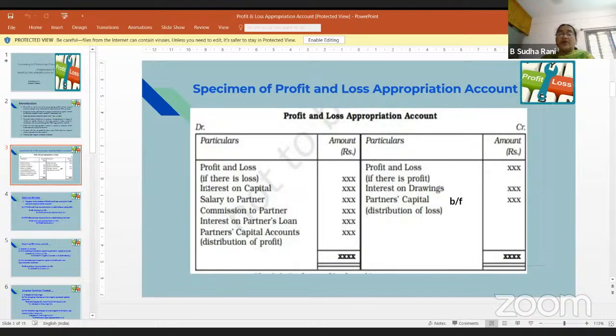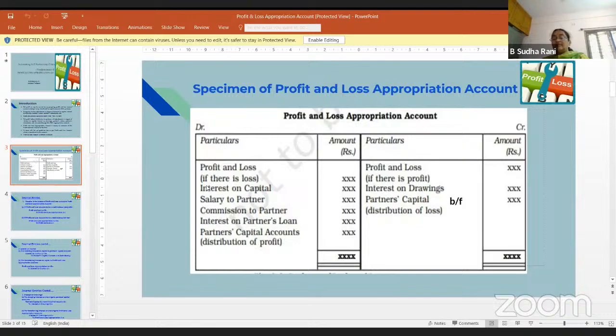For partnership accounts, you need not pass all the journal entries, and you need not prepare all the final accounts. After the changes, whatever are required, you will show. So this profit as per the profit and loss account will be given to you. If it is a profit, we'll take it on the credit. If it is a loss, we'll take it on the debit.